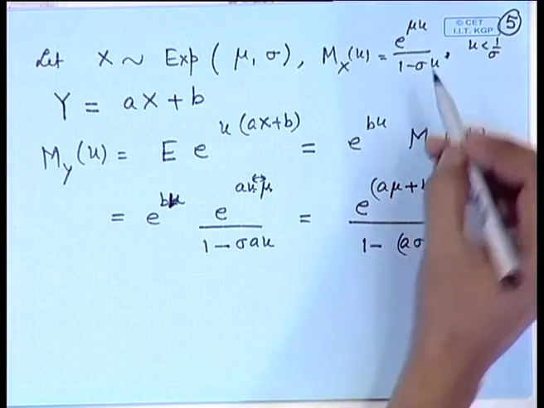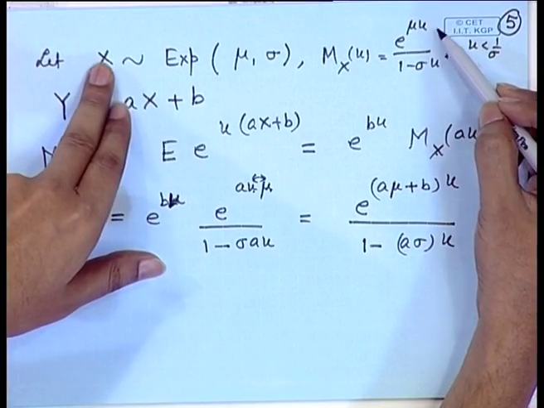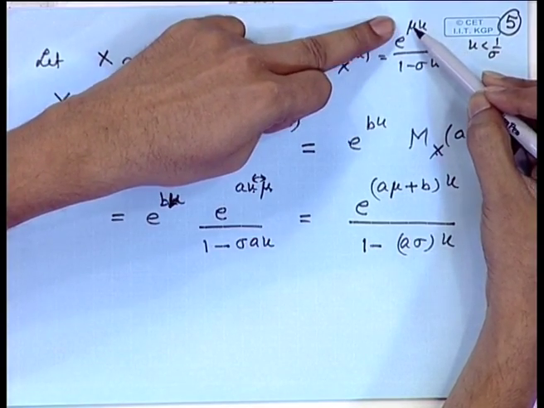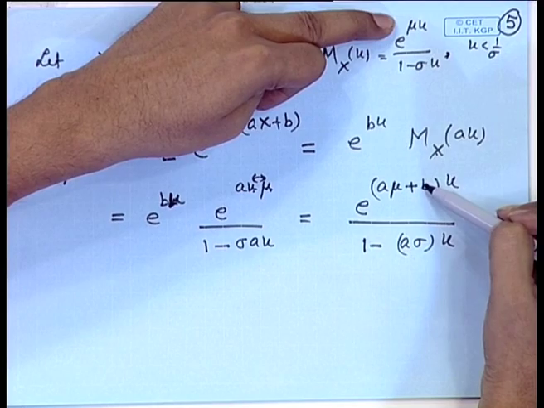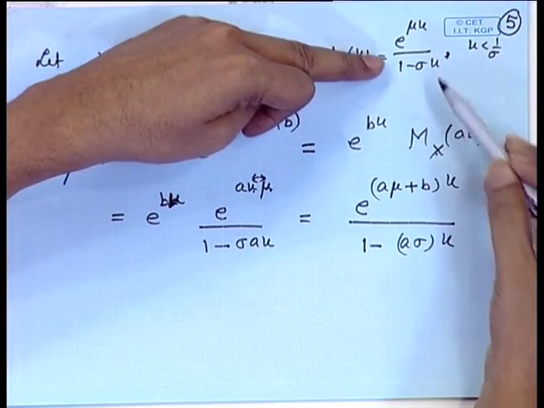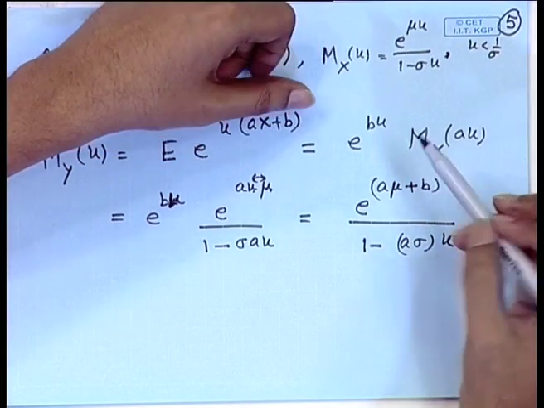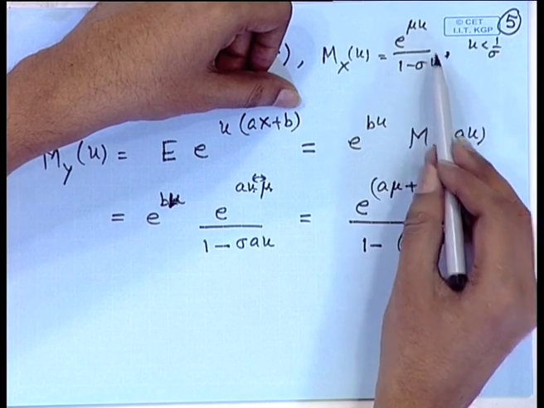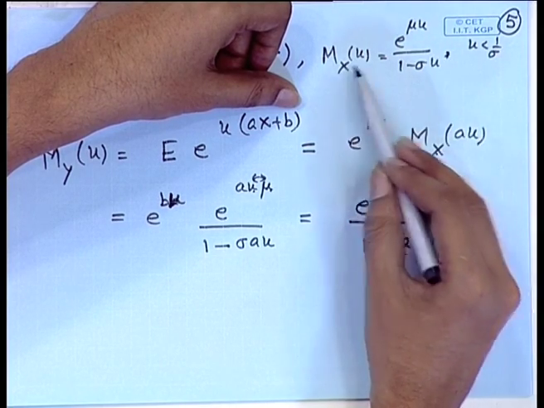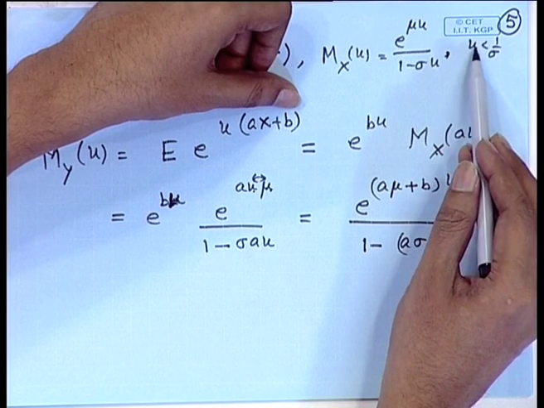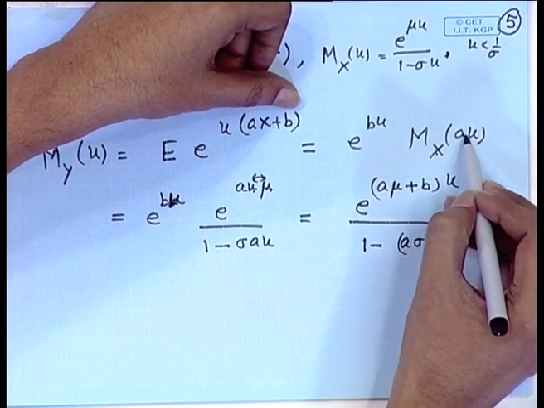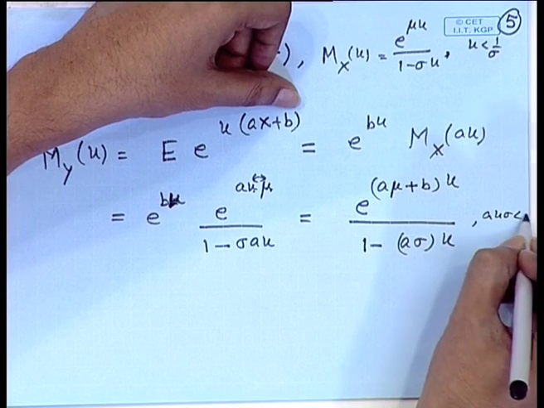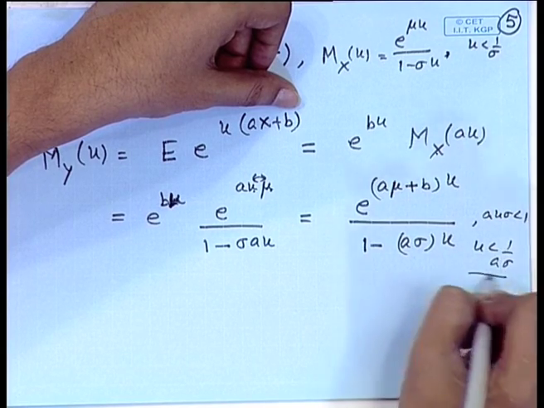Compare this, the term here: the moment generating function of x is e to the power mu u by 1 minus sigma u. So, here mu is replaced by A mu plus B and sigma is replaced by A sigma, the form is the same. At the same time, since we have replaced A u by u in the expression for m x, this expression was valid for u sigma less than 1. So, here A u sigma must be less than 1, that means u is less than 1 by A sigma.